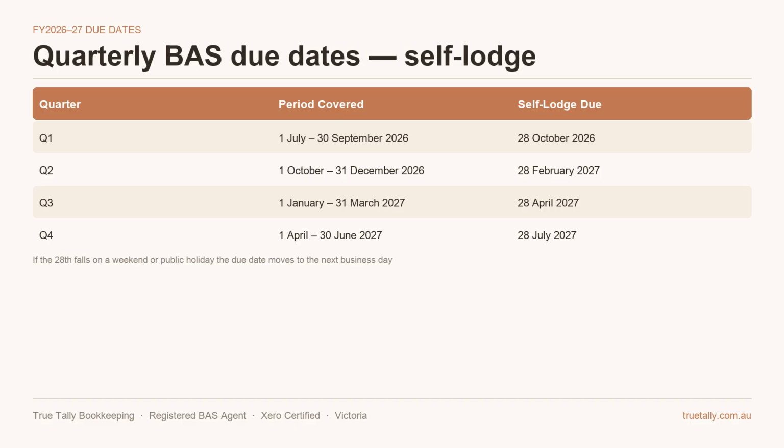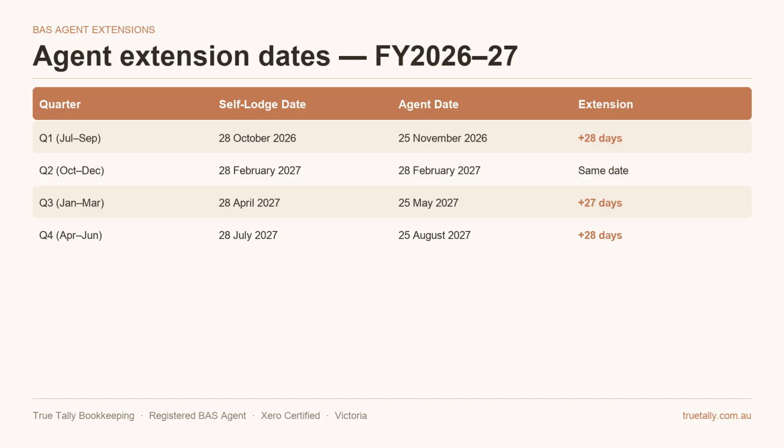For the 2026 to 27 financial year, so the year running from the 1st of July 2026 to the 30th of June 2027, there are 4 quarterly BAS periods. Here are the due dates if you're self-lodging. Q1 covers July, August and September 2026. It's due the 28th of October 2026. Q2 covers October, November and December 2026. It's due the 28th of February 2027.